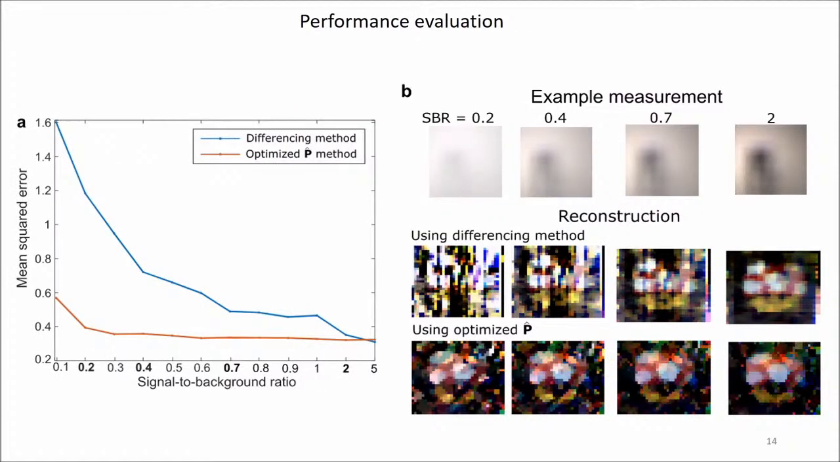Here in the left column, we show the mean squared error of the differencing method compared to the proposed method evaluated over a number of different trials using experimental data that was augmented with a number of background measurements in different conditions. We see that the proposed method outperforms the differencing method at low signal-to-background ratios and performs similarly at high signal-to-background ratios. On the right, we show one example of one such trial for each of the signal-to-background ratios tested, and we see that using the optimized P results in much better reconstructions.